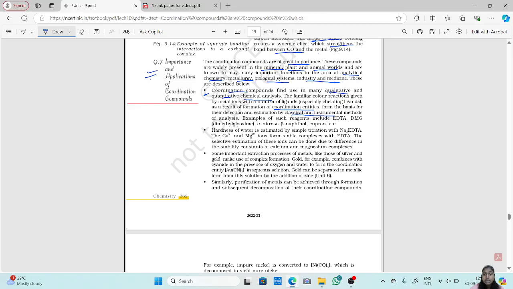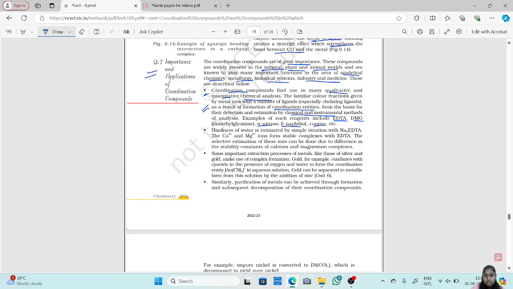For example, such reagents include EDTA, DMG (dimethylglyoxime), alpha-nitroso-beta-naphthol, cupron, etc. EDTA is a ligand. When we add EDTA to a metal ion, it will give a color, forming a coordination entity. Once that color is formed, we can use various instrumental methods to determine the amount of metal ions. This is what we do in the laboratory for chemical estimation.